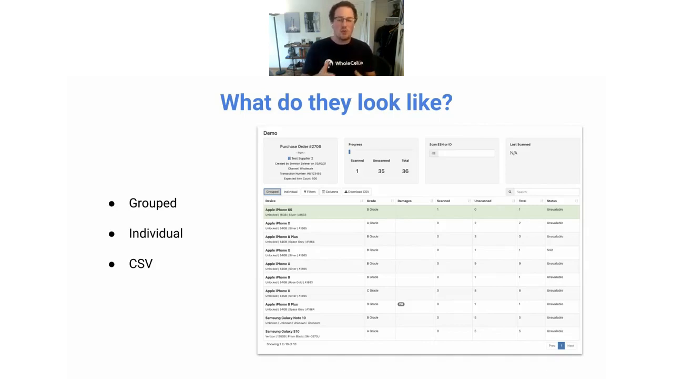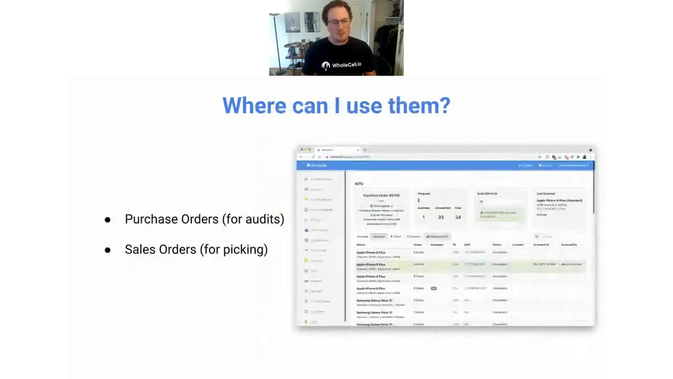In an individual view, instead of showing you the quantity scanned, every single row would represent an individual item, which is kind of nice to be able to see the IMEIs and IDs of those items as well. And then, as I mentioned before, you can export them to a CSV, and that's in an individual view as well. So you have a couple different ways to look at your inventory as you're scanning through it.